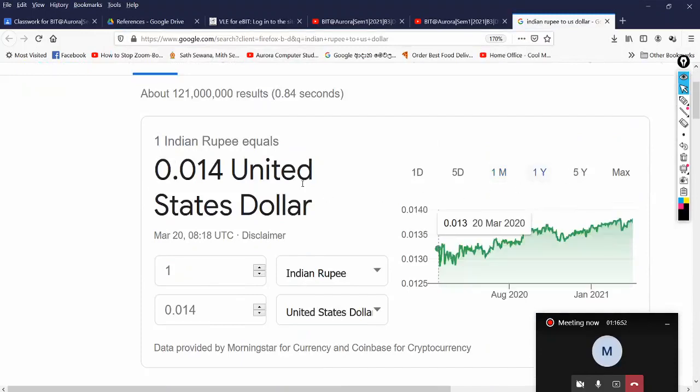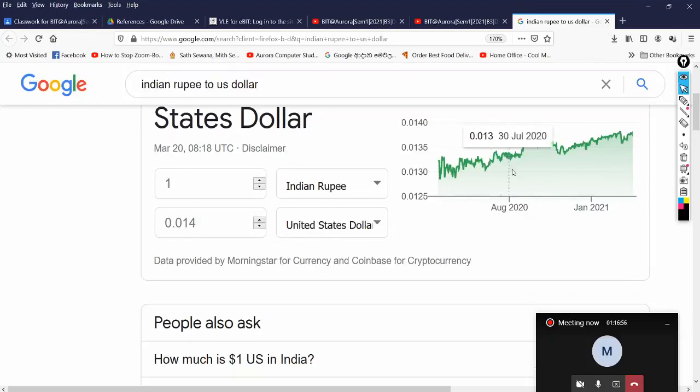Say this is 1 year. Now you can see Indian rupees getting more and more stronger against dollar.